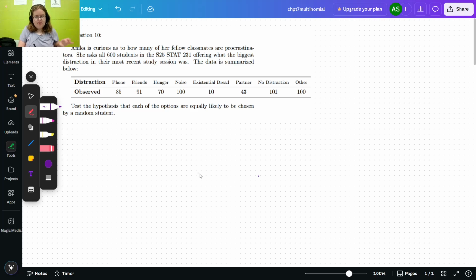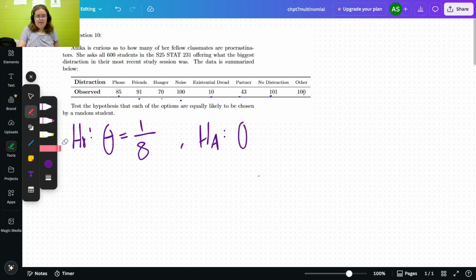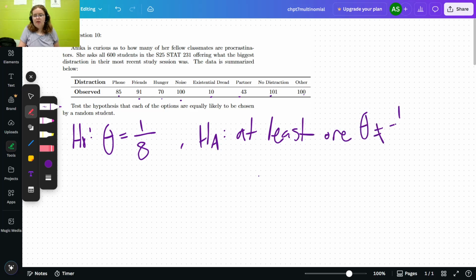So, to get started, first we have to write out our null hypothesis. And what is that going to be? Well, it's going to be that theta is equal to, like, the probability of each of these is the same. So how many categories are there? There's 1, 2, 3, 4, 5, 6, 7, 8 categories. So our probability is theta equals 1 over 8, and this is a vector of thetas for each of these different types of distractions. And then our alternative hypothesis is that at least 1 theta does not equal 1 over 8.